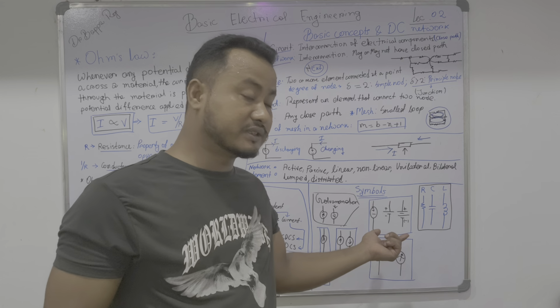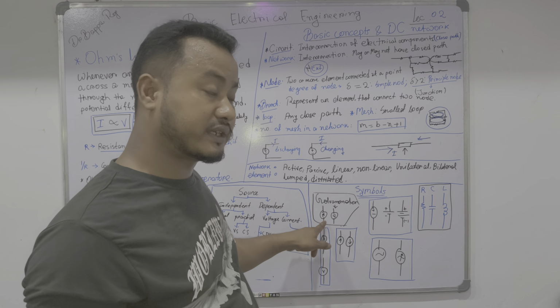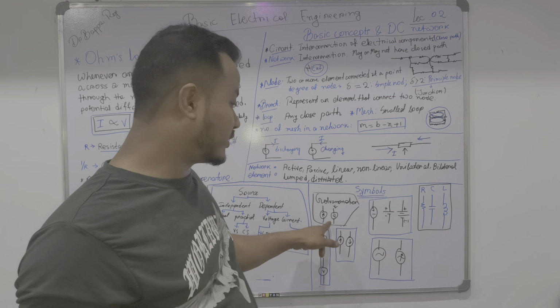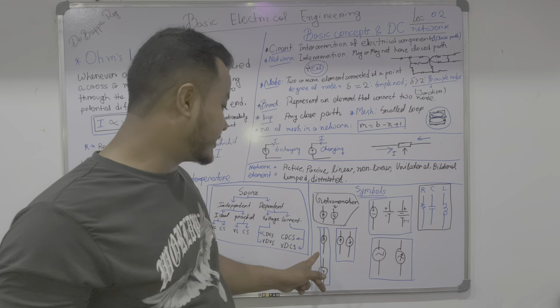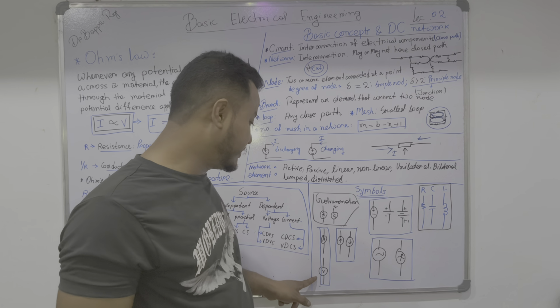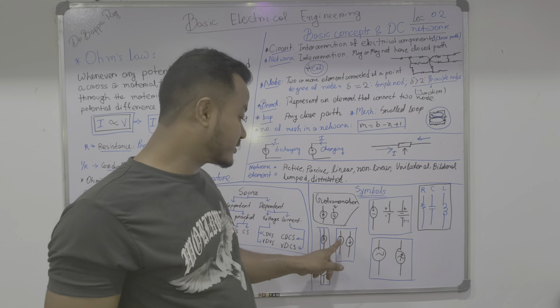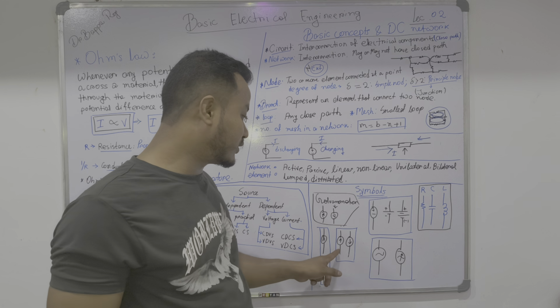Now we have symbols. This is the symbol of a galvanometer, just one arrow upside, or we can write G. Then we can write ammeter as A, and voltmeter as V. This is a current source; the arrow shows the direction in which the current is flowing.